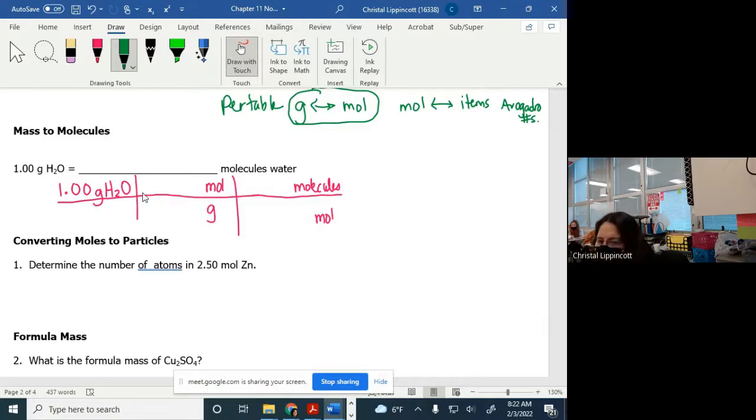So here, I've got 2 hydrogens. My hydrogens are 1 each, for a total of 2. My oxygens, I have 1 at 16. So that's 16.0. I add those together, that's 18.0.